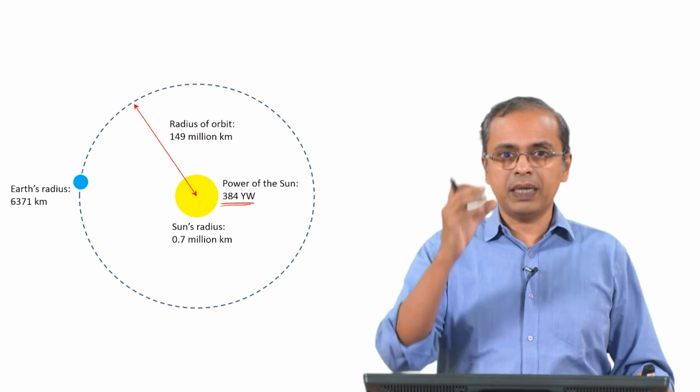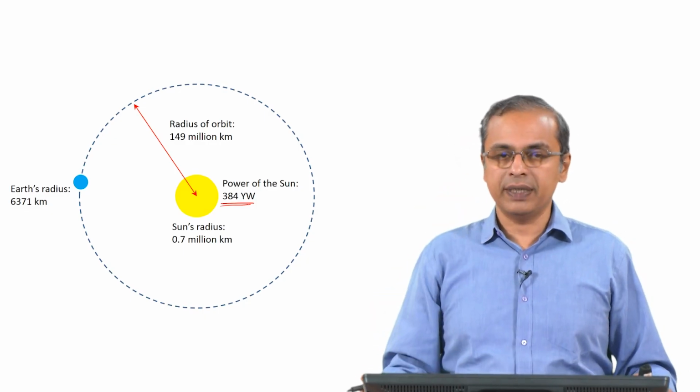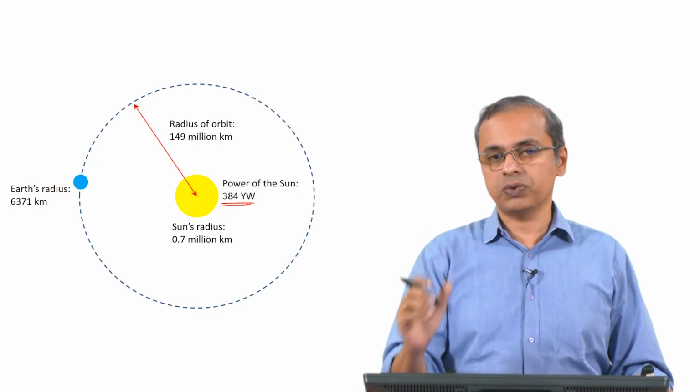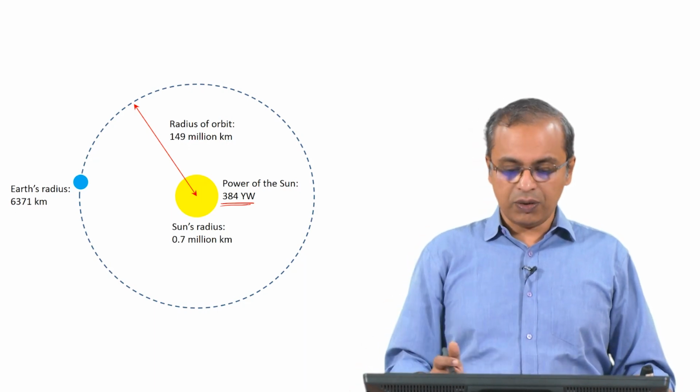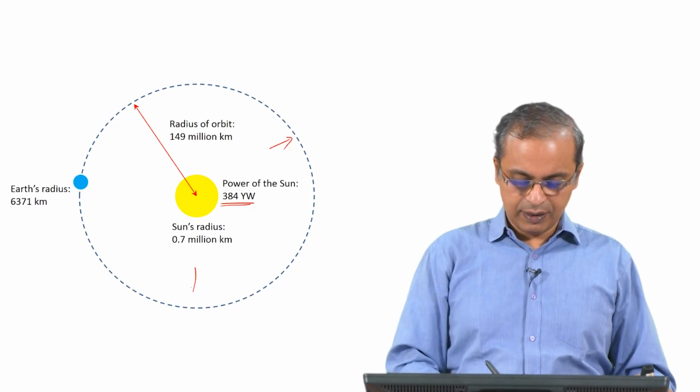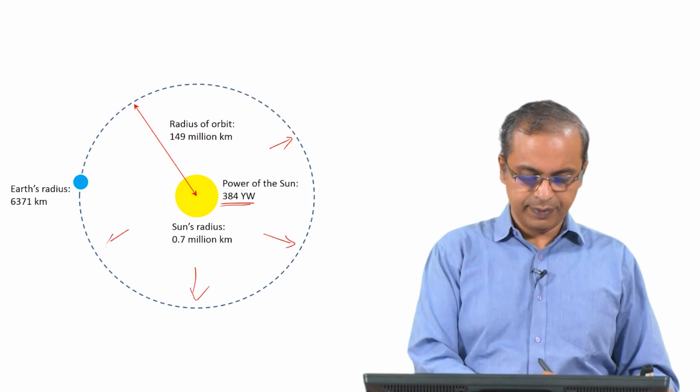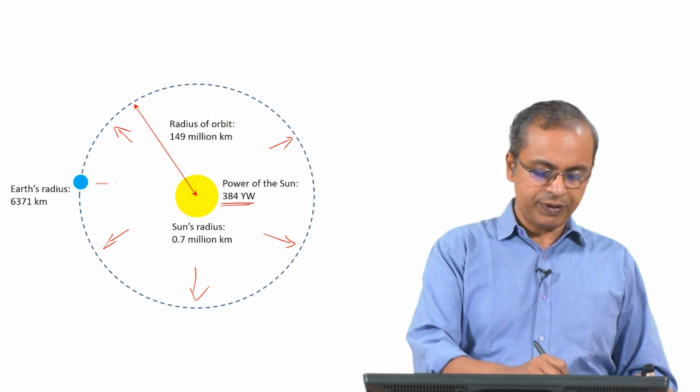So, it is like a very powerful bulb, you can think of it that way, in the middle of the solar system, which is lighting up the whole solar system. That light gets radiated in all different directions, and then some of it arrives at the earth.